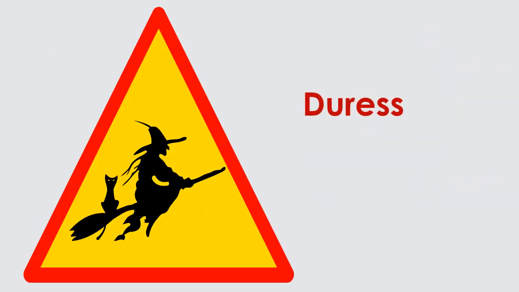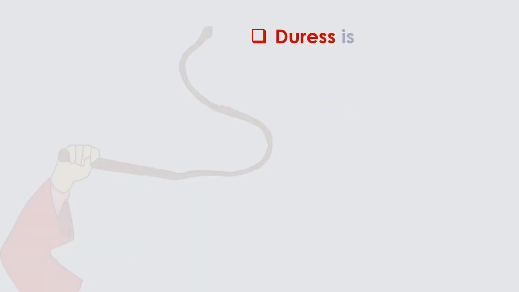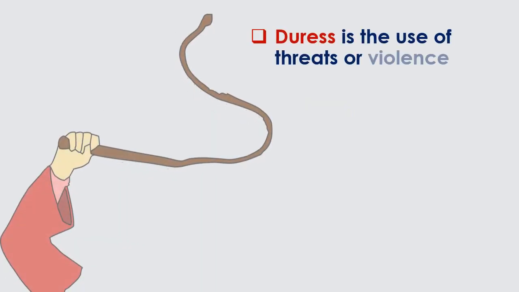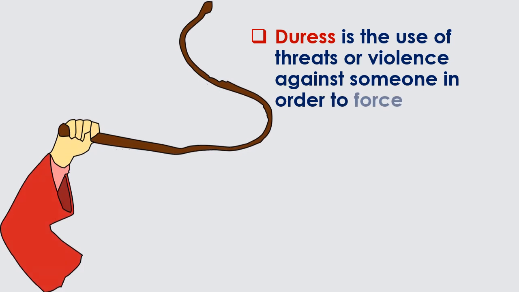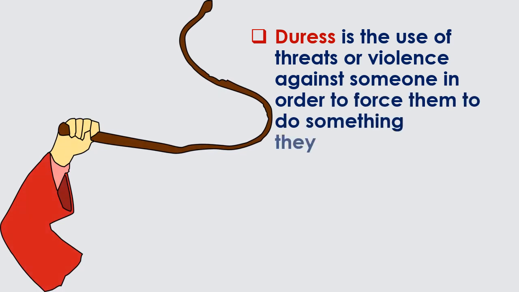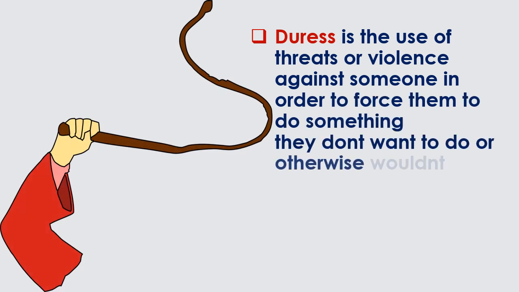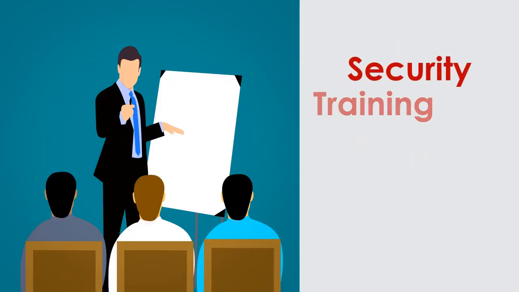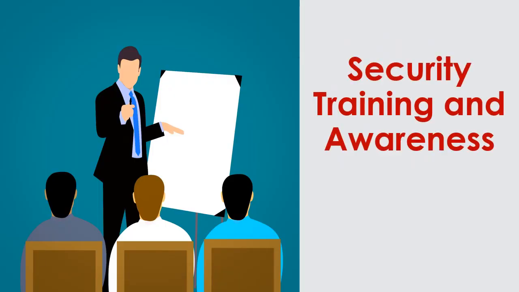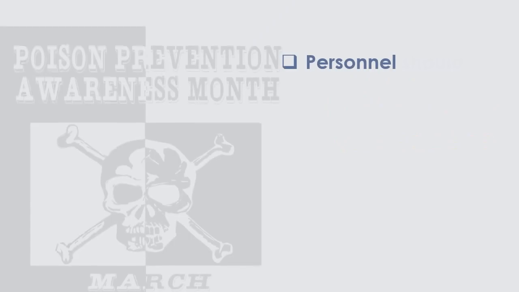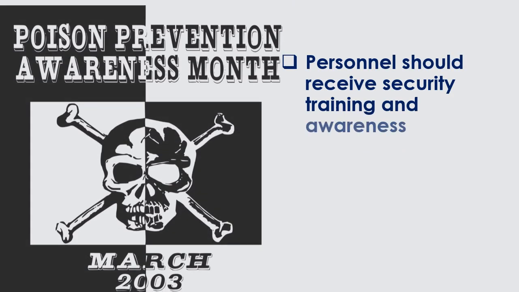Duress. Duress is the use of threats or violence against someone in order to force them to do something they don't want to do or otherwise wouldn't do. Security training and awareness. Personnel should receive security training and awareness regularly.